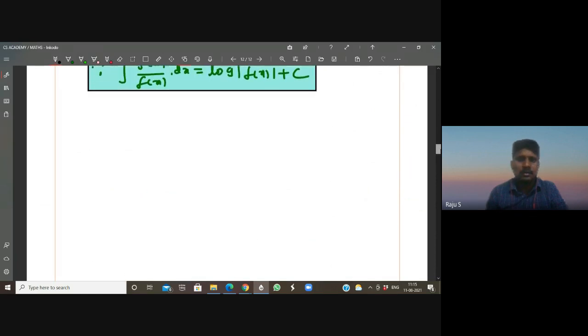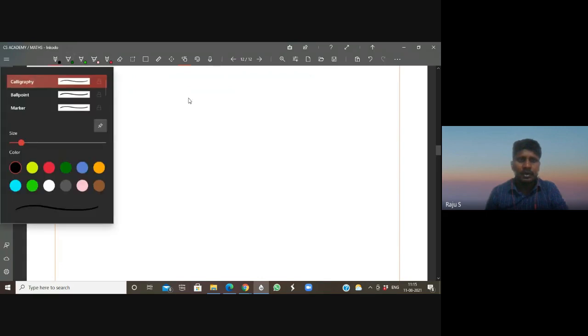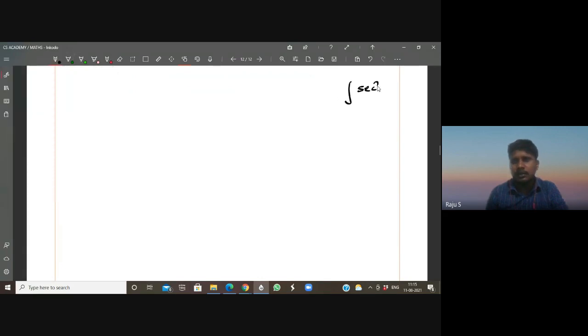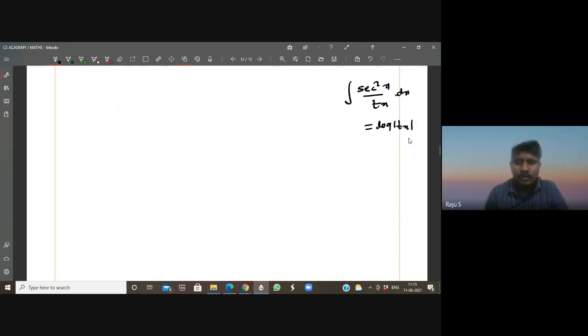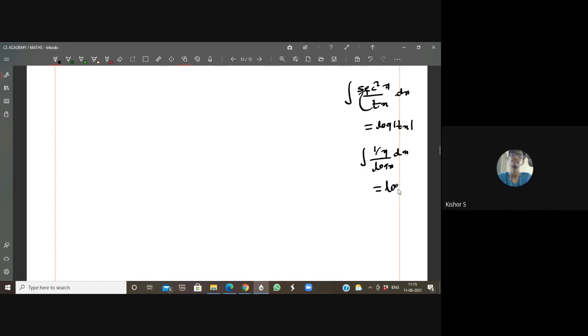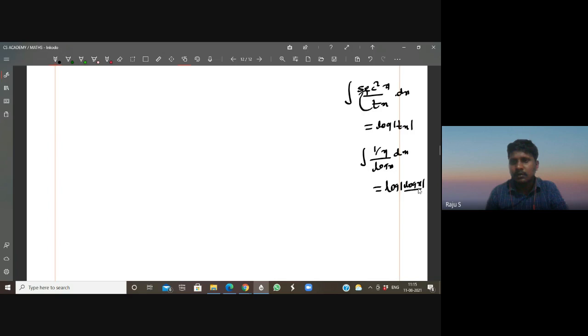Very important form. Can you tell me what is the integral of secant square x by tan x dx? The answer is log of tan x, since the derivative of tan x is directly secant square. The answer is log of the denominator. For example, the integral of 1 by x by log x is log modulus of log x.